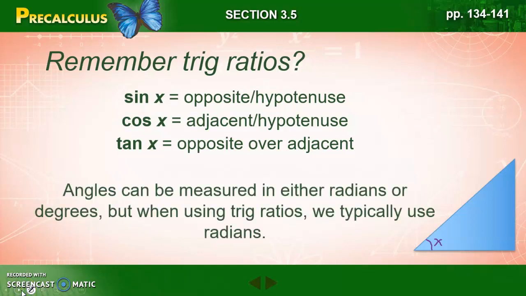Now, angles can be measured in either radians or degrees. Typically in geometry, you're measuring angles in degrees, but what we have learned when using trig ratios and when looking at the unit circle is that we're going to typically use radians, which means we're going to leave everything in terms of pi, pi over 2 or 3 pi over 2. That's more precise than decimals. Degrees, we always have to round, and so we lose some of that precision.